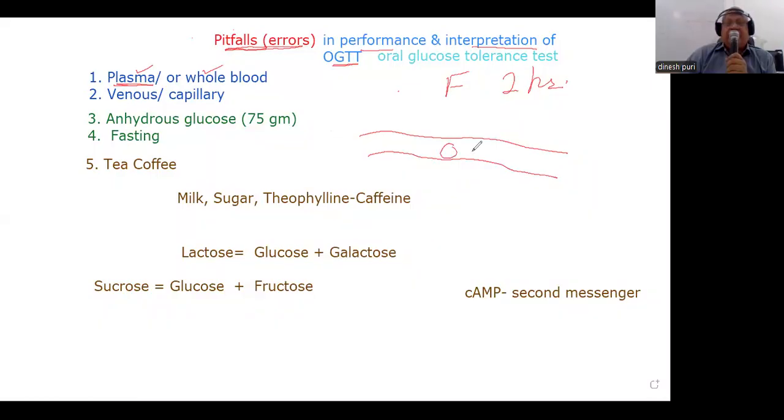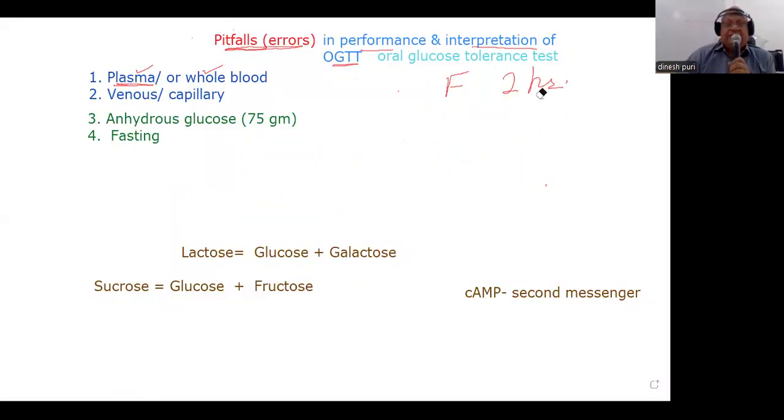Because whole blood, apart from the liquid part, plasma, also contains a number of RBCs. And the intracellular glucose content of RBCs is lower compared to that in the plasma. So if you consider whole blood, which also contains RBCs, the values are going to be lower because of the lower intracellular glucose content of the RBCs.